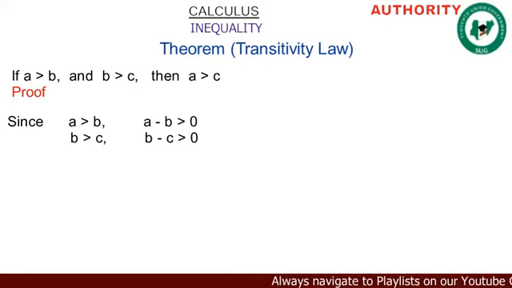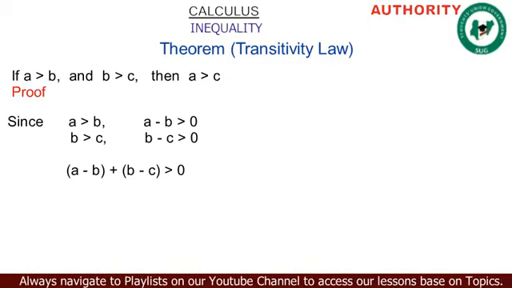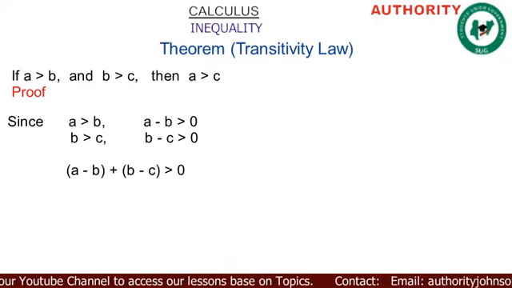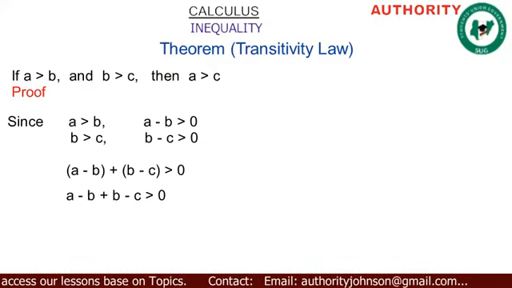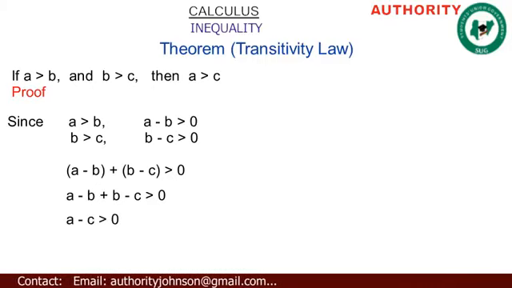Now, A minus B, which is greater than 0, plus B minus C, both of them, when you join them together, definitely must be greater than 0. Now, let's open the bracket. We're going to have A minus B plus B minus C. So minus B plus B is going to give us 0. So we're going to have A minus C. So we'll say A minus C is greater than 0.